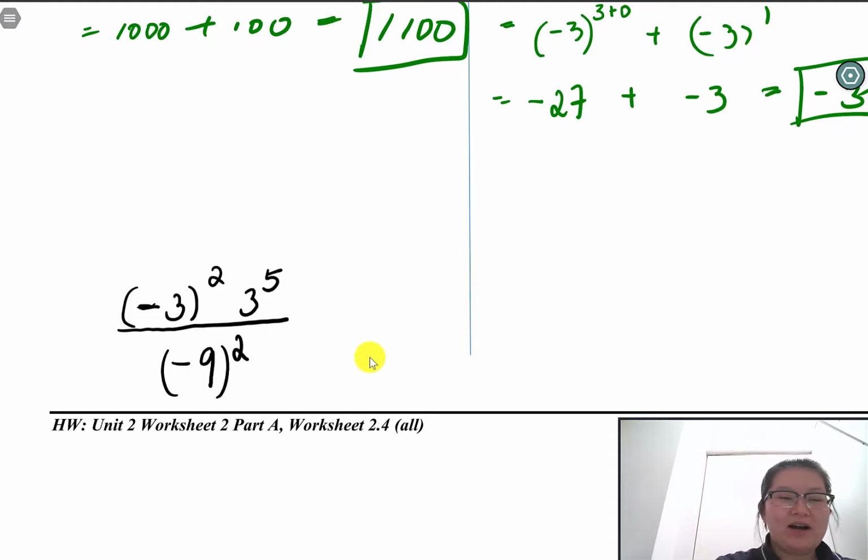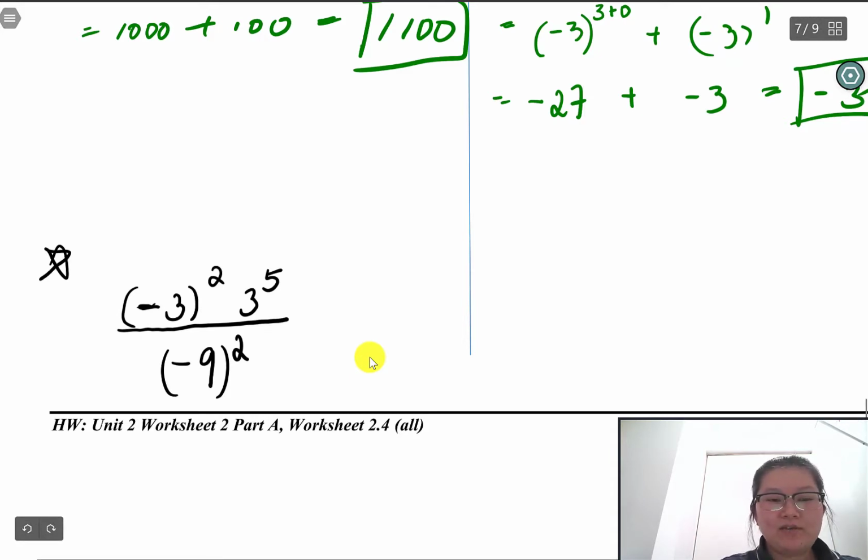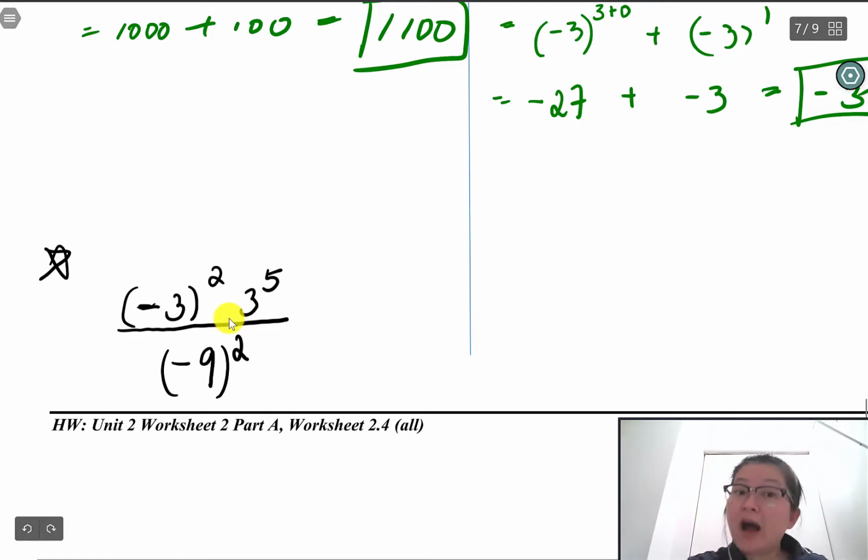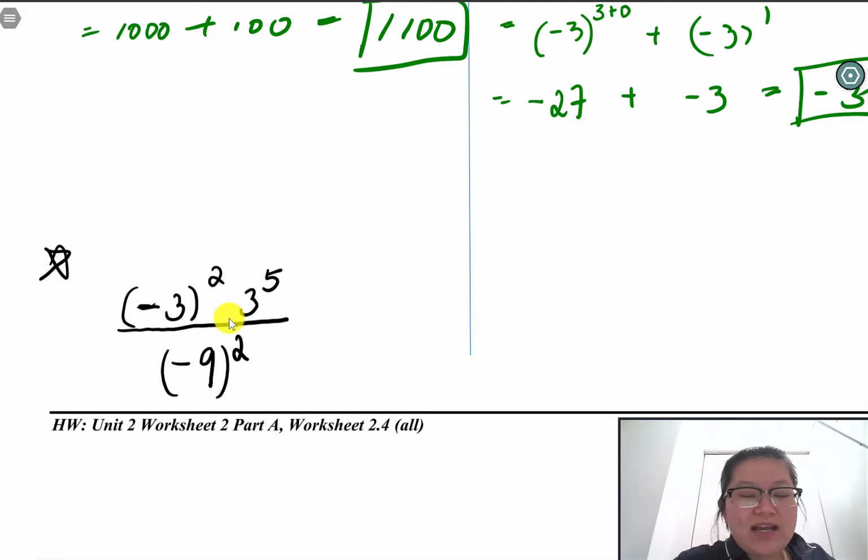Okay, so I definitely made a little tricky one here. So here we have a combination of multiplying, dividing. So yay, no need to worry about adding and subtracting. But what I'd like us to do for this one is I'd like you to simplify this as much as you can before you evaluate it.